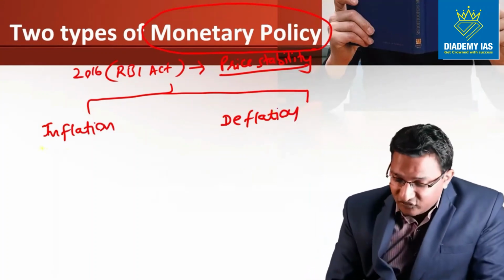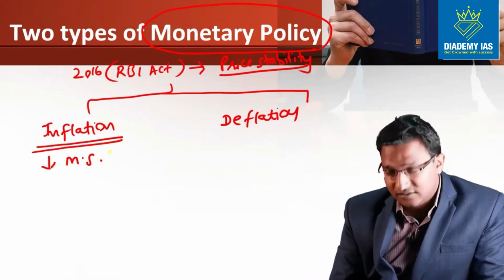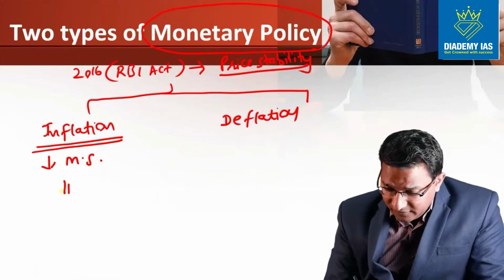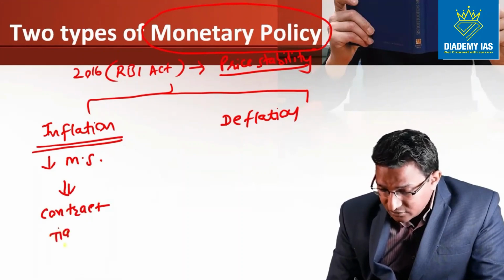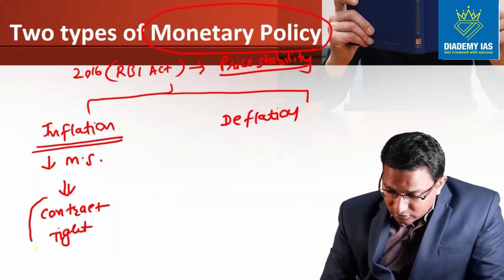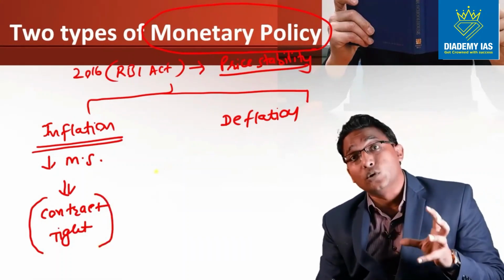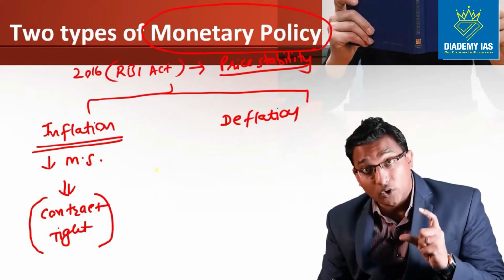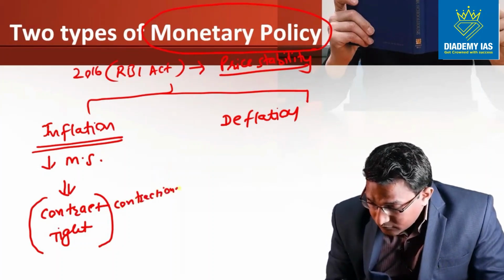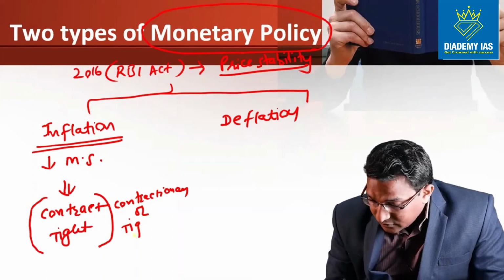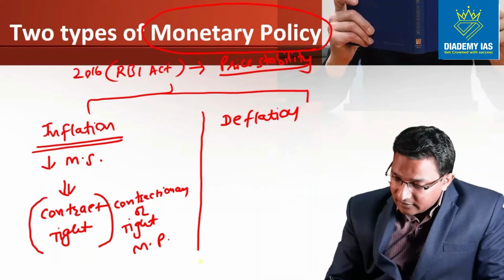So if we have inflation, that means we need to reduce the money supply. That means we need to contract the money supply, or we need to tighten the monetary supply, right? So the changes in the different tools which are done to achieve this contraction or tightness is called the contractionary or tight monetary policy, right?